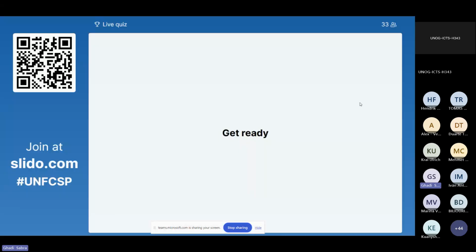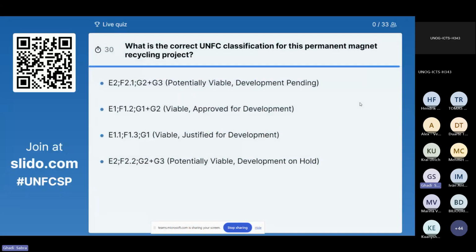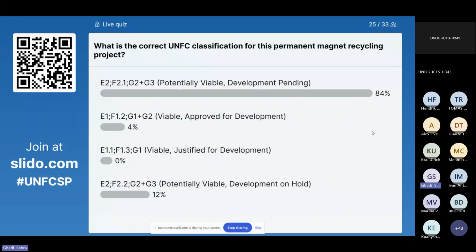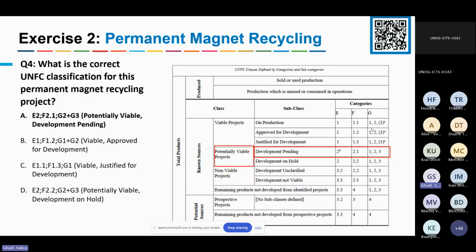Let's see what everyone answered. Is it a potentially viable development pending project? Is it a viable project approved for development? Is it a viable project justified for development or a potentially viable project development on hold? Ten more seconds. Let's see. So the majority have answered potentially viable with development pending, which is the right answer.